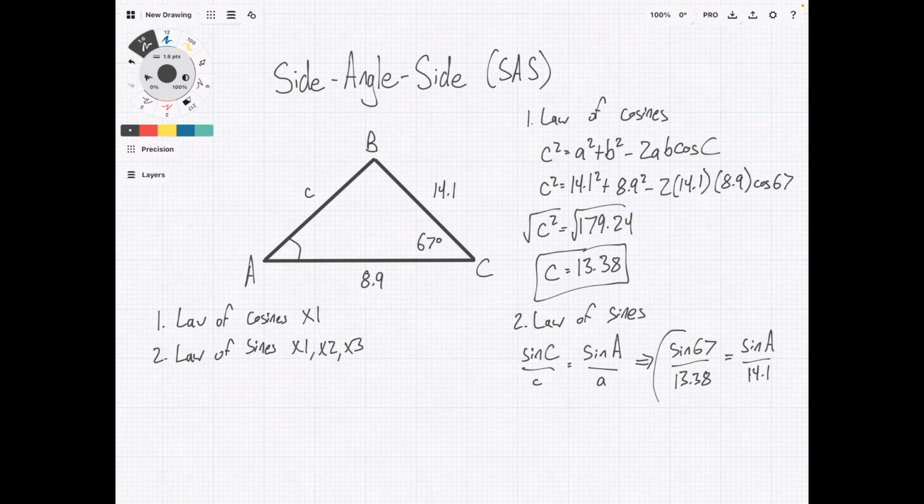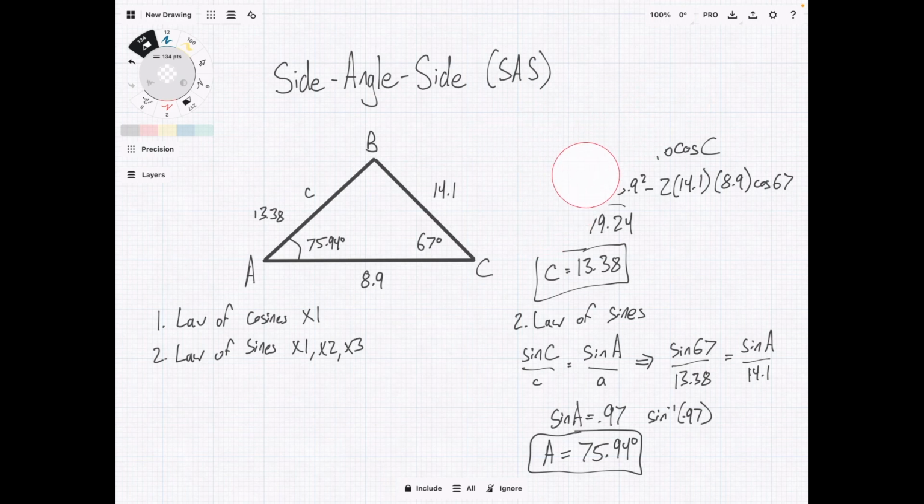Then if we do this and multiply across, we're going to get sine of A equals 0.97. Take the inverse of this, sine -1 of 0.97, and we're going to get A equals 75.94 degrees. Okay, so we'll plug this in, 75.94 degrees, and then we'll actually plug in C as well, which is 13.38.